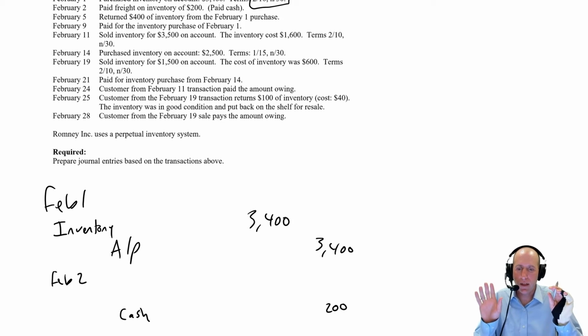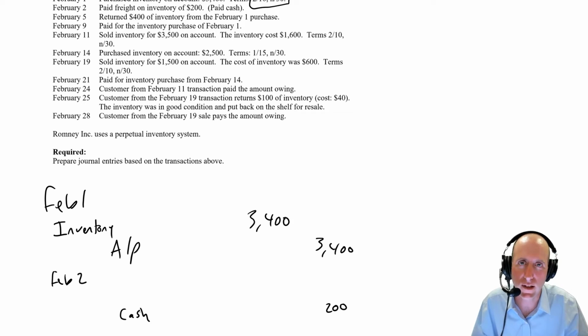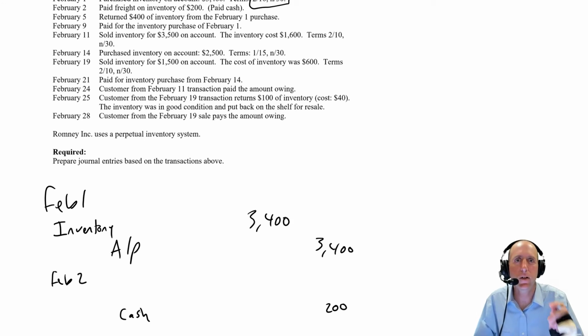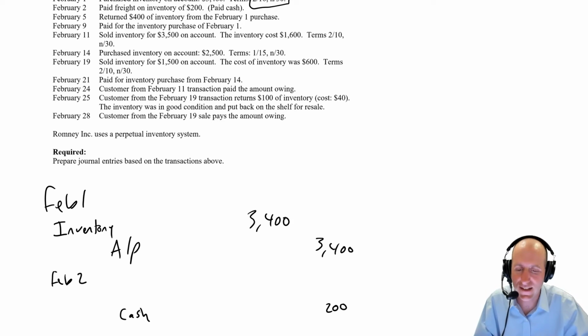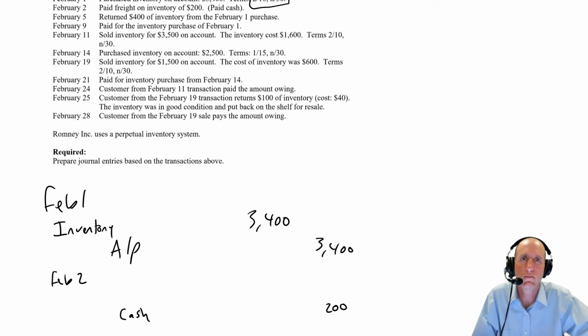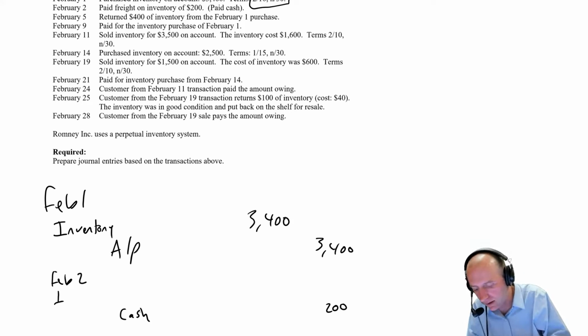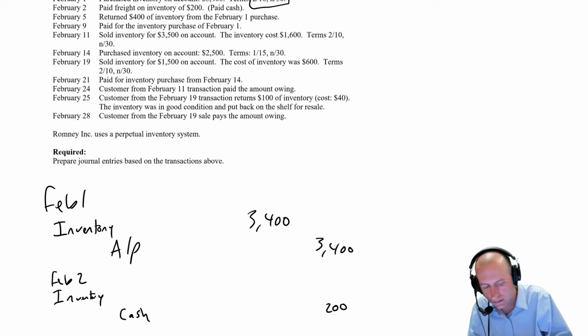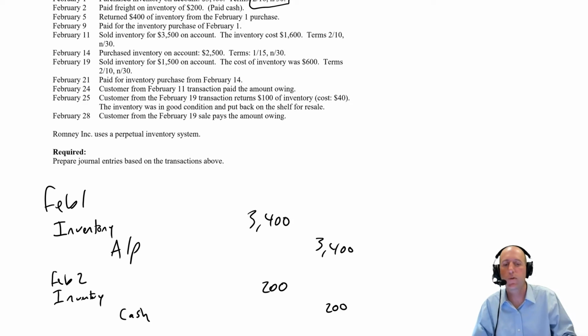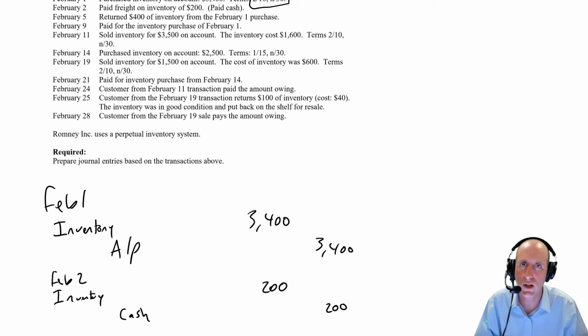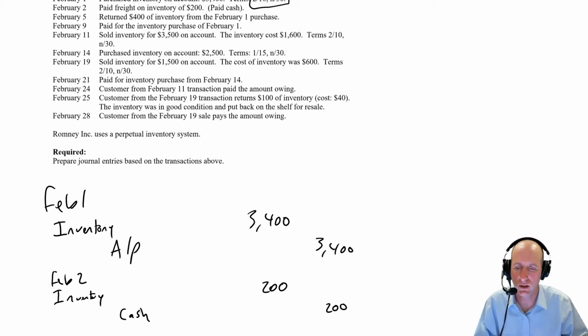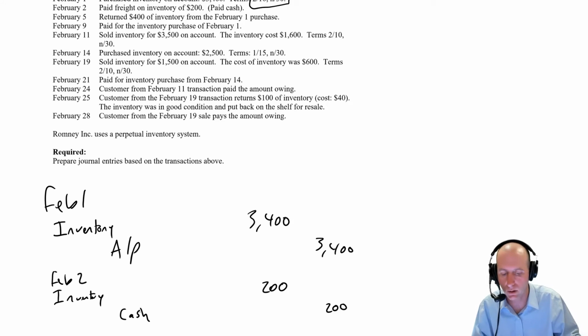Again, I think a logical person might look at this and say, oh, debit freight expense or delivery expense or something like this. We do not debit that. We say, look, the cost of the inventory, if you wanted to get this inventory, $3,400, it was necessary to pay the $200 on top to acquire the inventory. That's part of your inventory cost. So we actually debit inventory here for $200. So again, $3,400 of inventory plus $200 of shipping, it's actually a $3,600 bunch of inventory. Okay, so that was February 2nd.